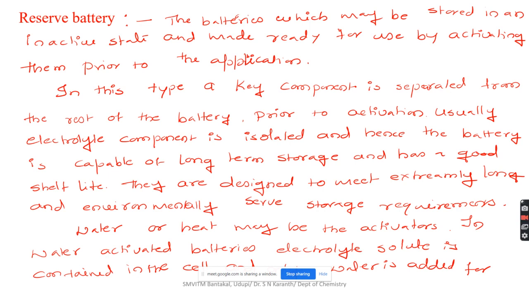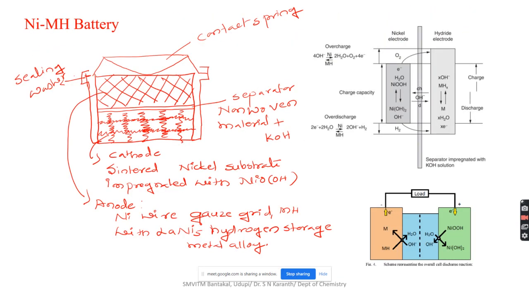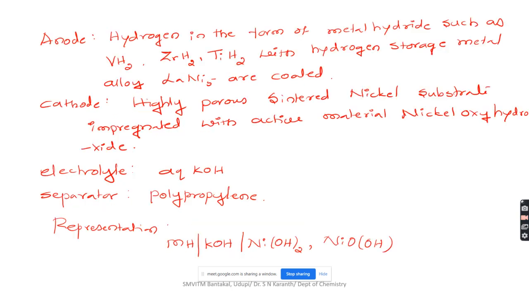The next type of battery is a nickel metal hydride battery. In the nickel metal hydride battery, the anode material is hydrogen, which is in the form of metal hydride, such as vanadium hydride, zirconium hydride, titanium hydride, which is stored using alloys like lanthanum nickelates, coated over the surface of the metal hydride. The cathode is a highly porous sintered nickel substrate, impregnated with active materials like nickel oxyhydroxide. KOH acts as electrolyte. Polypropylene is the separator.